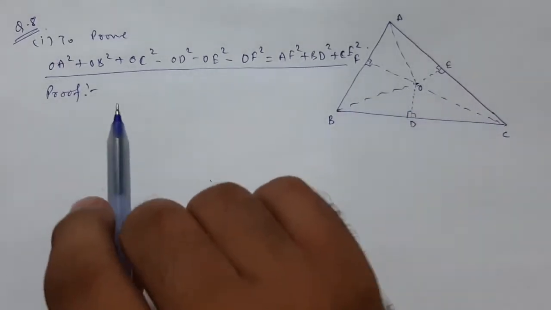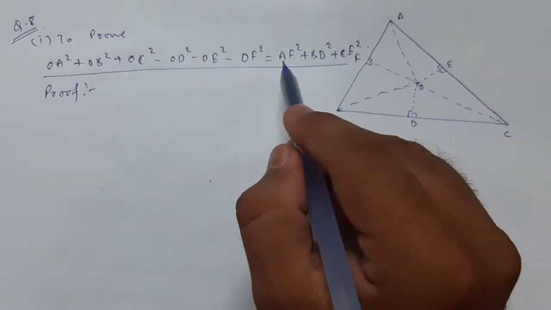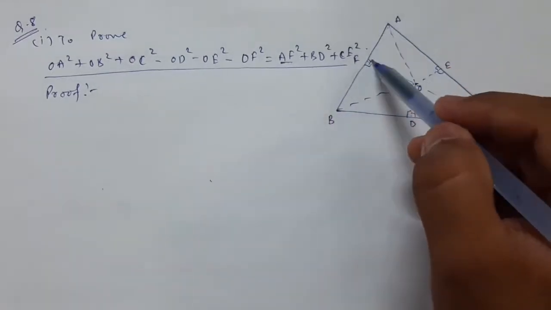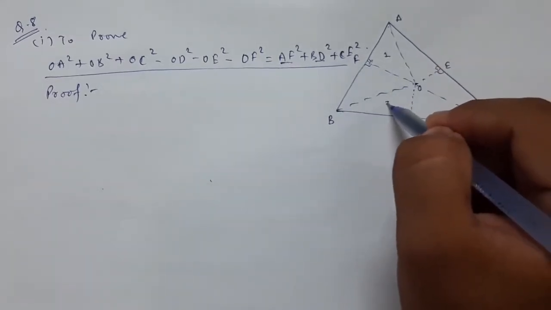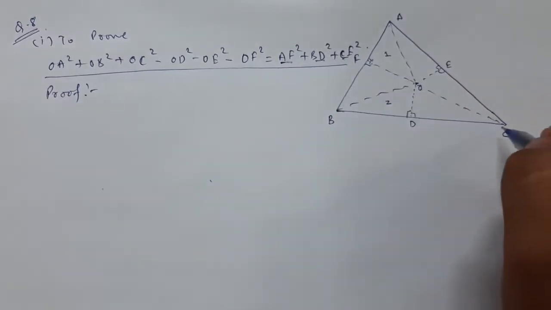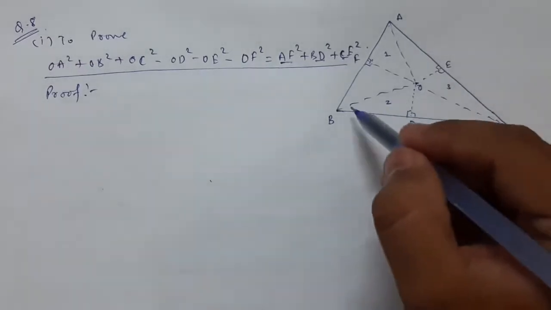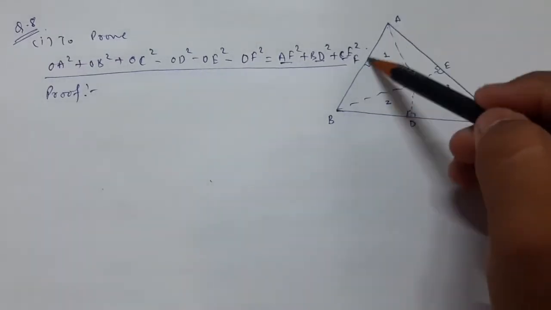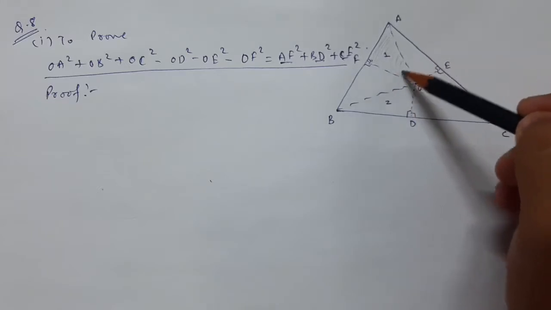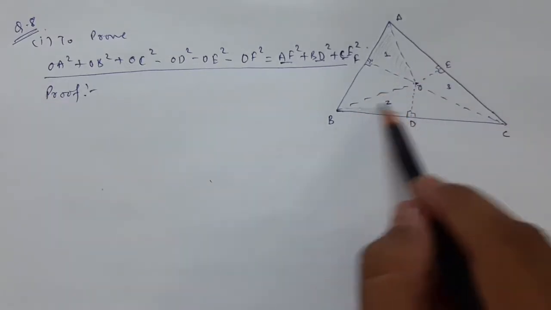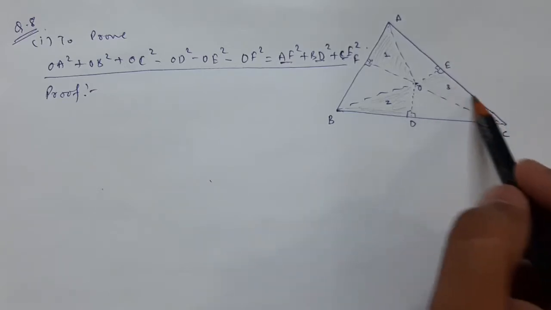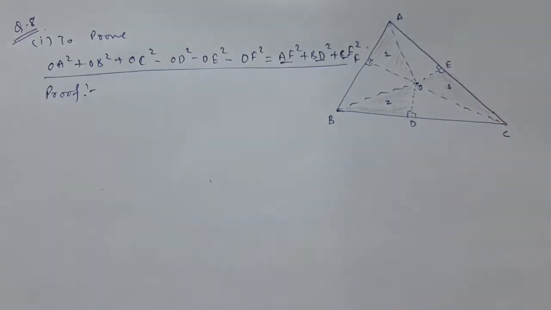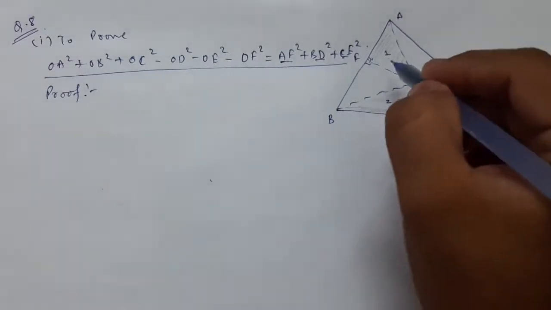Okay. And the second part, you need to have AF, you need to have BD. So we'll take this triangle, and you need to have CE, the third one. So first is this triangle, and second is this, and third is this. These triangles we need to take so that we can apply Pythagoras theorem.